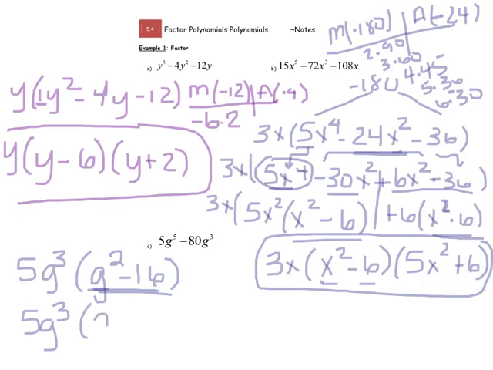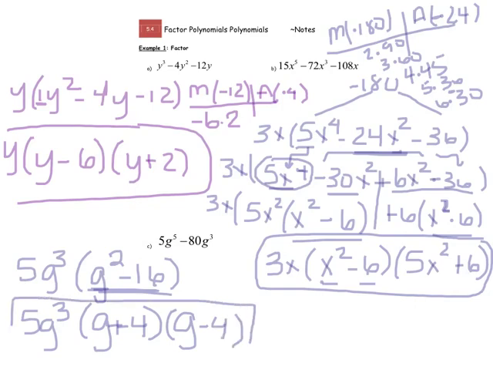Rewrite your GCF. G plus 4 and g minus 4. Now that they all are singular terms here, you can't break it down anymore.